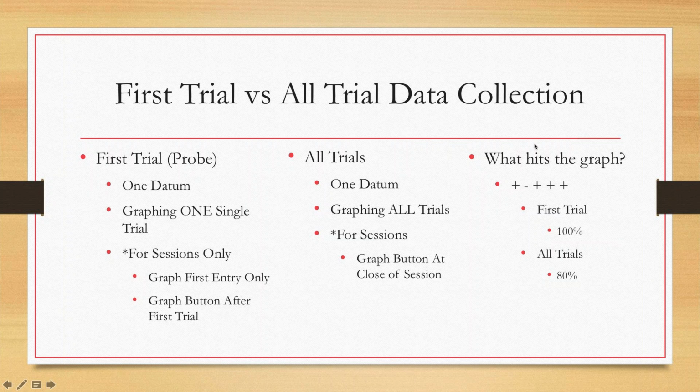So just looking at what hits the graph here. I've got a little data set here. Learner got something right, they got it wrong, they got it right, they got it right, they got it right. If I'm doing something with first trial data, I'm only interested in this trial right here, this plus. So they're going to get 100%, as opposed to all trials where it's going to calculate everything and I get 80%. So now I'm going to take you over to Learn.